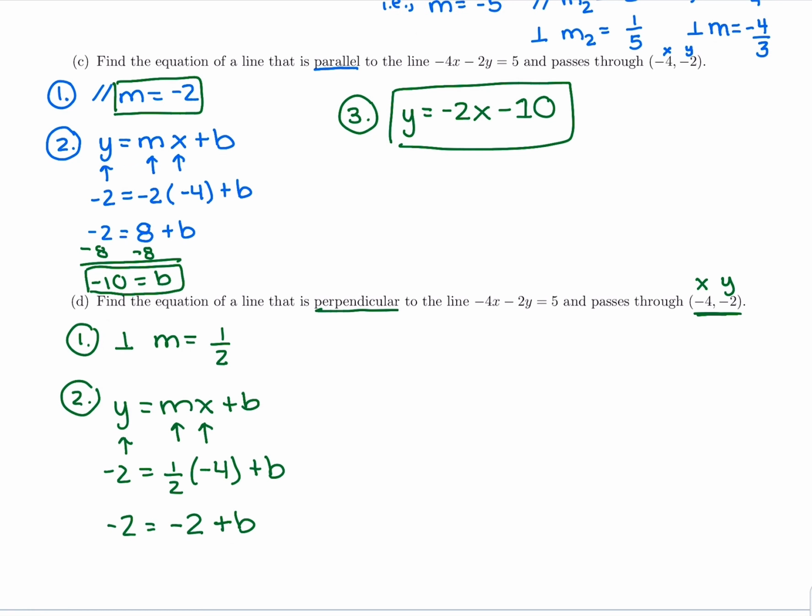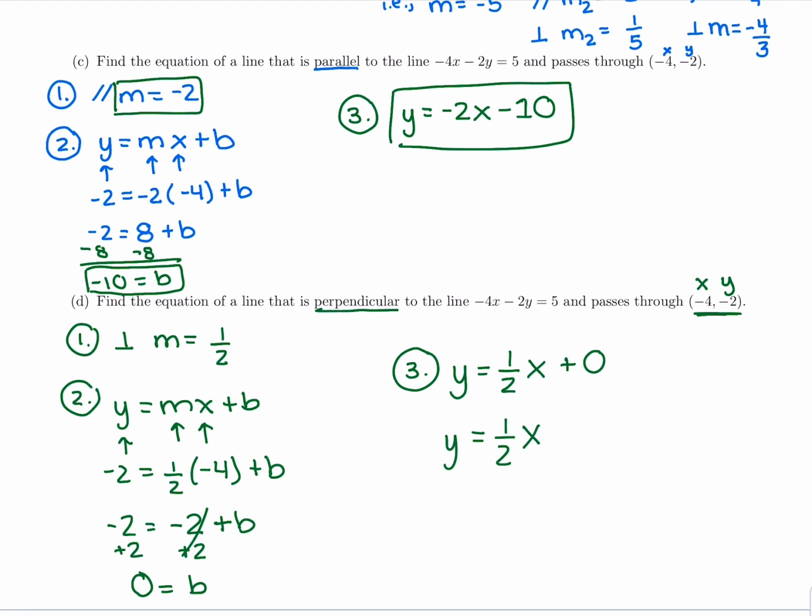Be super careful here. We're adding 2 to both sides to get b by itself. Negative 2 plus 2 is 0. So my final answer is y equals mx plus b. So we could write it as y equals 1/2 x plus 0, or we don't necessarily need the plus 0 since adding 0 doesn't change anything. Either answer is totally fine though.